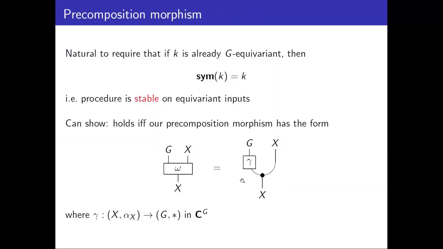Yeah, so that's literally the next slide. There's a natural condition that you might want to hold here, which is that if you're given an input to your symmetrisation procedure that is already equivariant, the procedure should do nothing. It turns out that if you want that to hold, your omega needs to have this form here. So it basically needs to not modify its X input, just map that through, and then essentially it reduces to a choice of gamma.